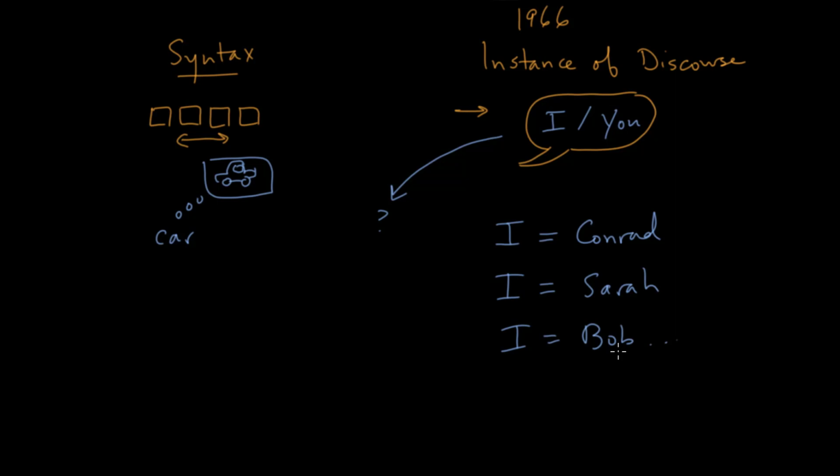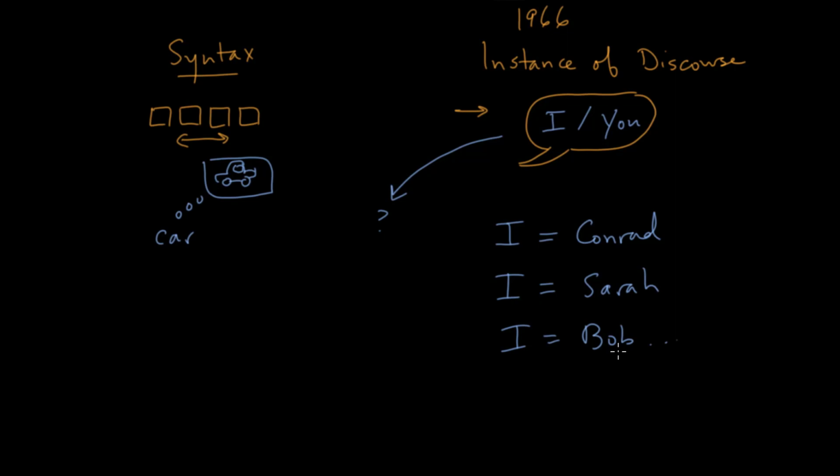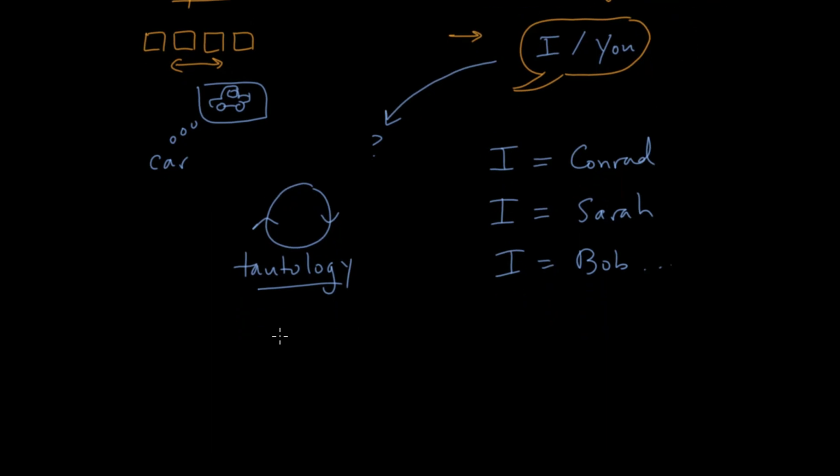Well, Benveniste comes up with a definition that's actually quite funny. He says, I is the individual who utters the present instant of discourse containing the linguistic instance I, which is really a mouthful. And what he's essentially saying here is that I is the person who is saying I. As you can probably tell, that's a kind of circular definition, right? We could say that this is a type of tautology, where you define something without really offering much new information. You're going in circles. We could say the same thing about you. So I'll simplify here, but essentially we could define you as: you is the person spoken to as you. Does that help? I'm not entirely sure.